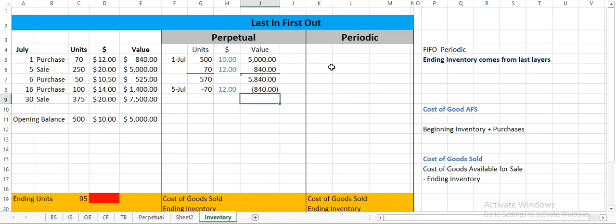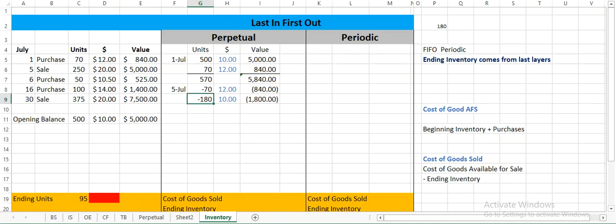And so let's calculate that. Value is 840. We have 250 and we got 70 already, so we need a remaining 180, which the only other layer left, because this layer is complete, is from this 500. And so that means we take 180 from the 500, which is valued at $10, and we calculate that 1800. So that's 250 units total of these two, and this is the value of the 250 that was sold.